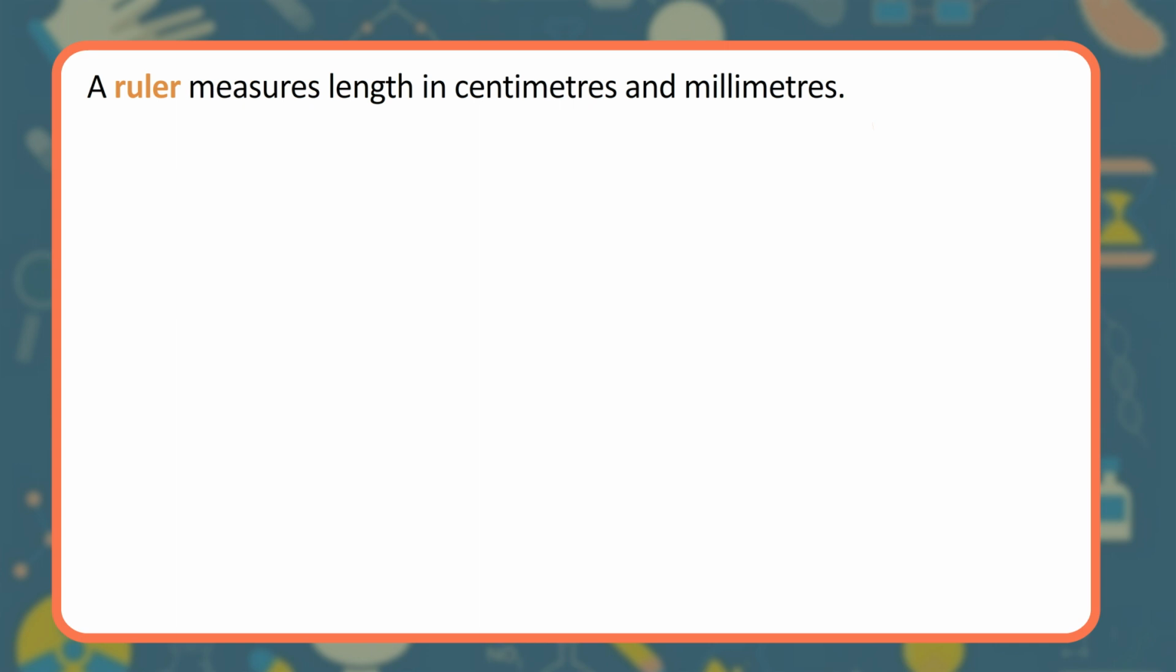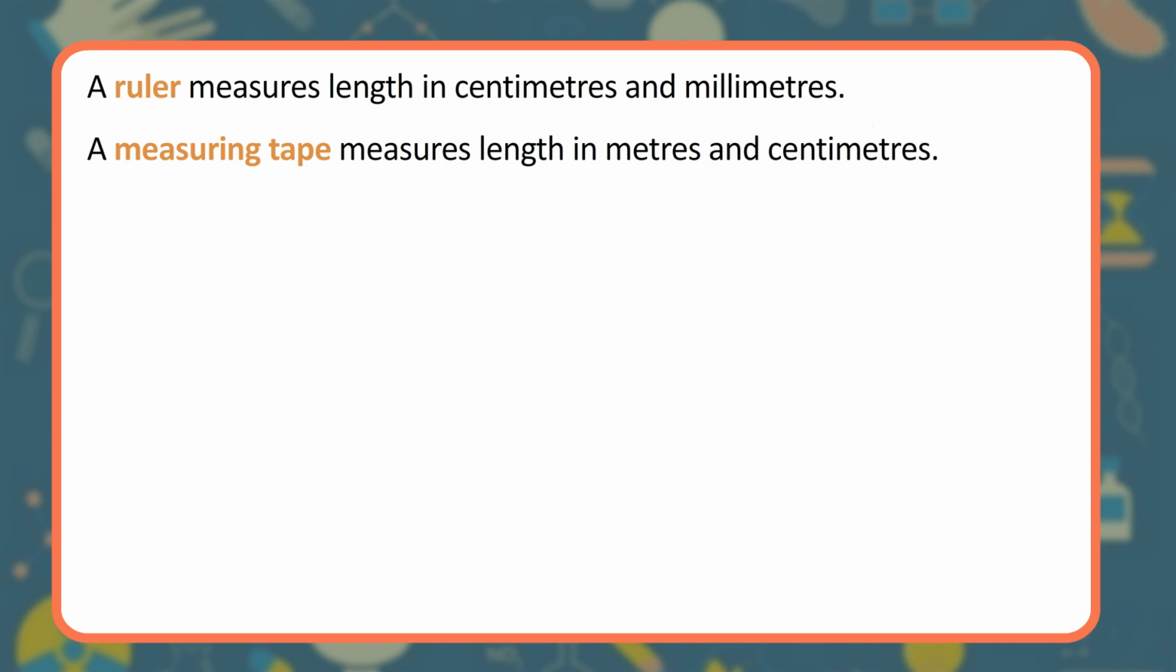A ruler measures length in centimeters and millimeters. A measuring tape measures length in meters and centimeters. 1 cm equals 10 millimeters. 1 m equals 100 centimeters. 1 kilometer equals 1000 m.